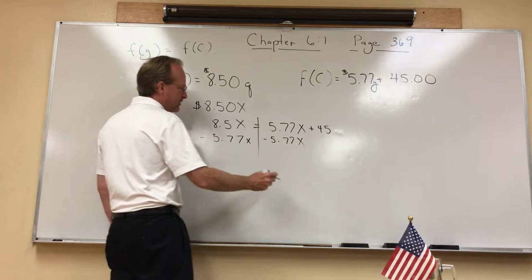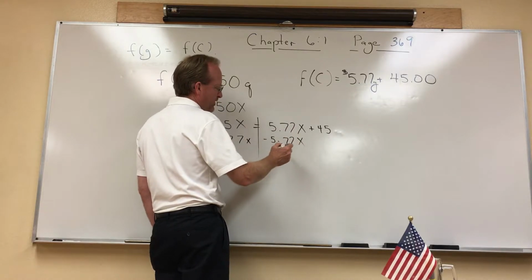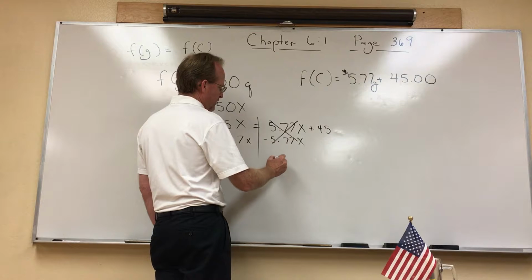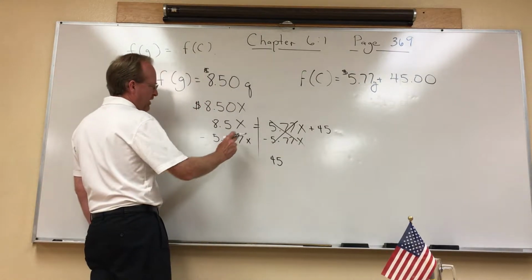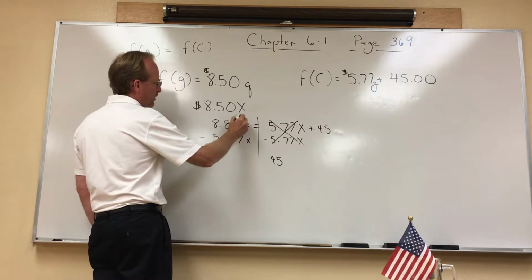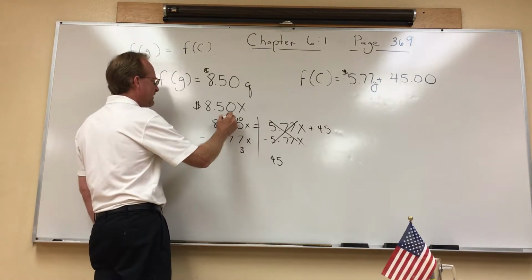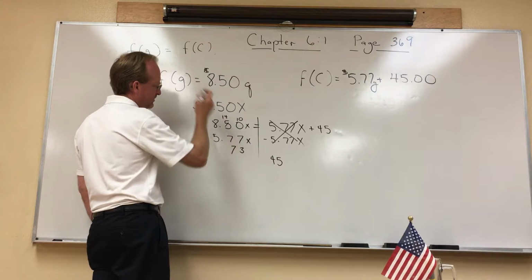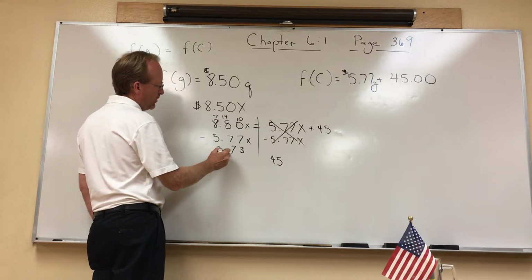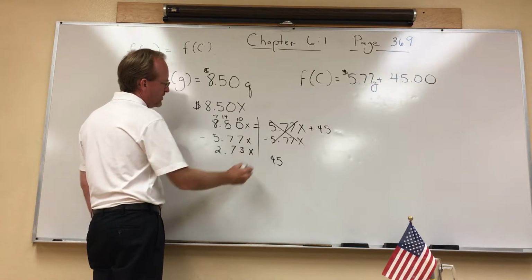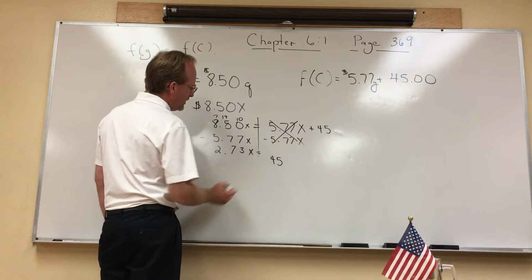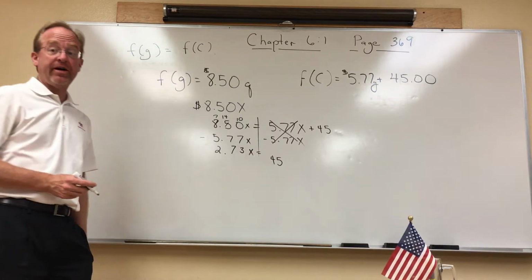Now this goes away, because 5.77x minus 5.77x goes away. And here, let's slide that over just a little bit. So we're going to borrow, and what we end up with is 2.73x. That's what's left. So 2.73x is equal to 45.